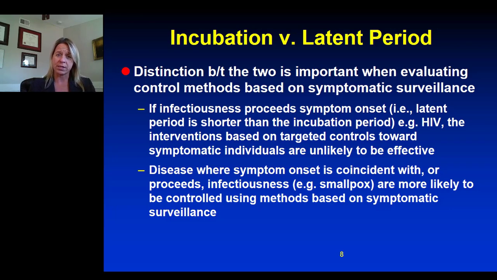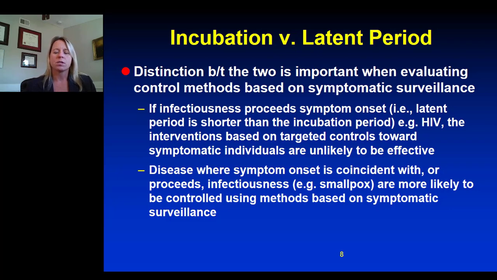So if the infectiousness period precedes the symptomatic phase, that is, the latent period is shorter than the incubation period, a good example of this would be HIV infection. Interventions based on targeted controls towards symptomatic individuals are unlikely to be effective, because if we're looking for people with symptoms, they're already infectious before they're symptomatic, and hence they're spreading the infection. And again, HIV is a very good example of that.